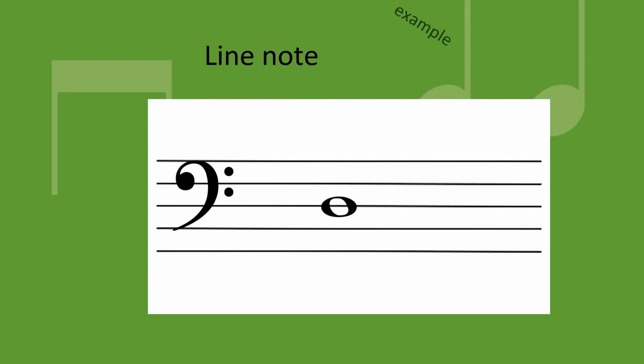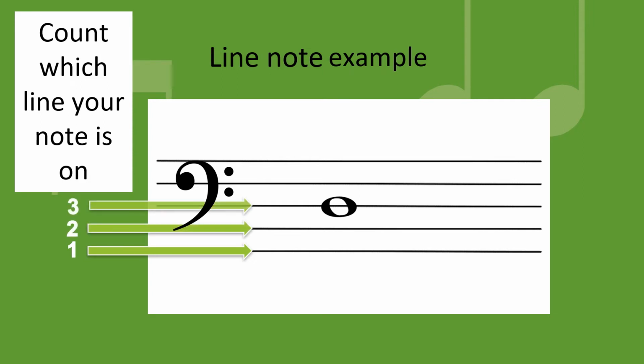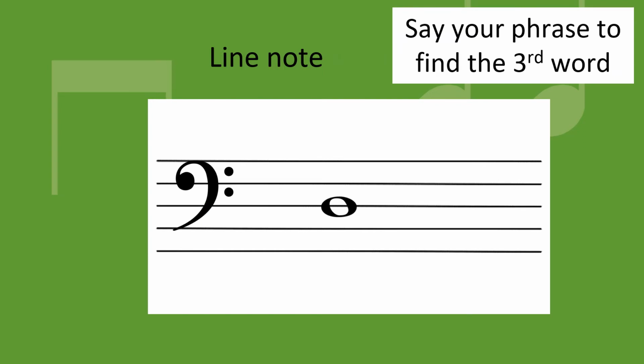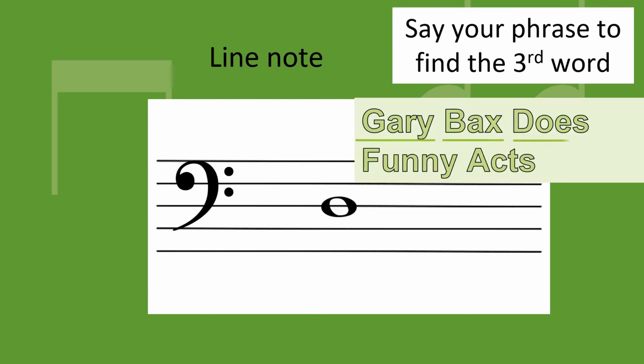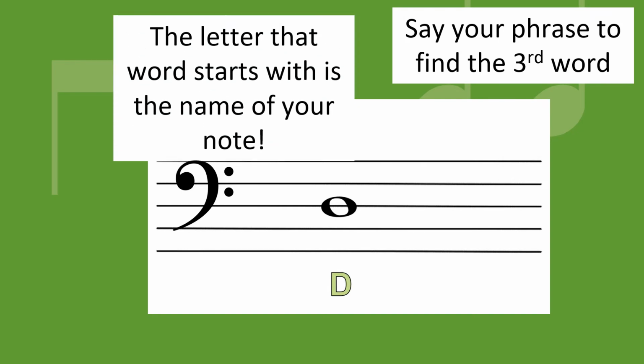Let's do a quick example on naming a line note in the bass clef. We first count which line our note is on. This note is on line number 3. We then say our phrase to find the 3rd word. And our phrase is Gary Bax does funny acts. And the 3rd word of the phrase is does. Does begins with the letter D, so that means the letter of the note on line 3 is D.